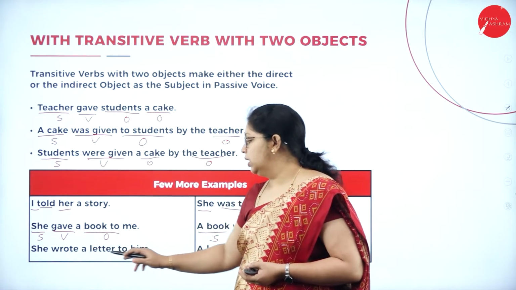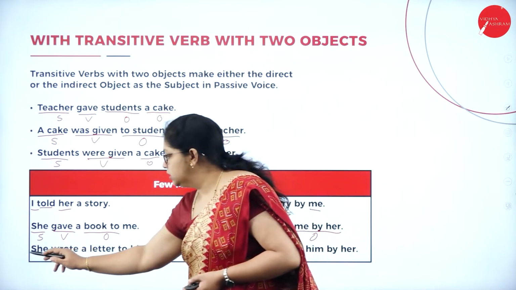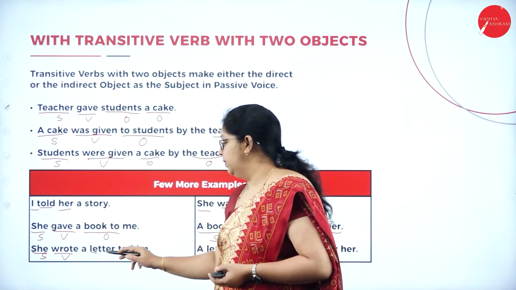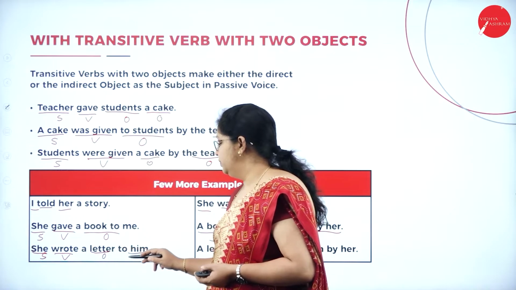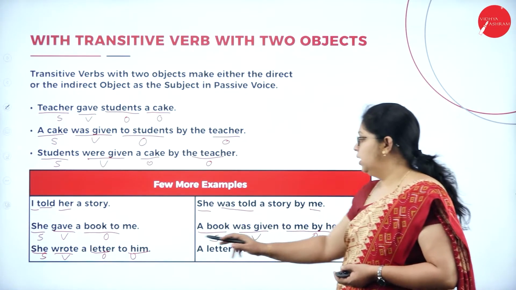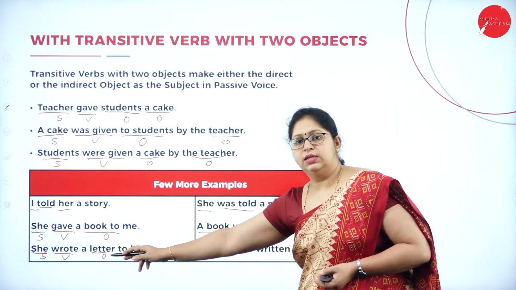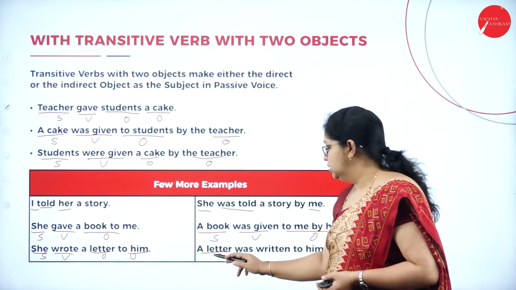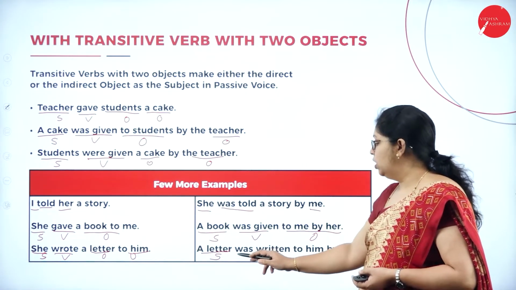One more: she wrote a letter to him. She is the subject, wrote is the verb, a letter to him. Letter and him both are objects. A letter was written to him by her. Now, the letter, which is the object in the active voice, will become the subject in the passive voice. So, a letter is the subject, was written.